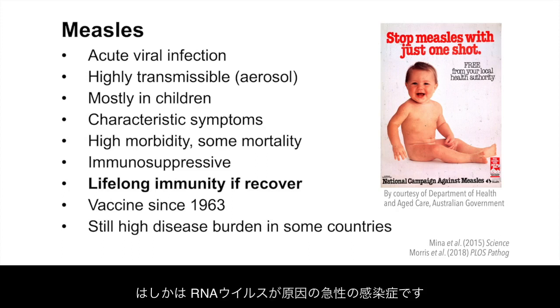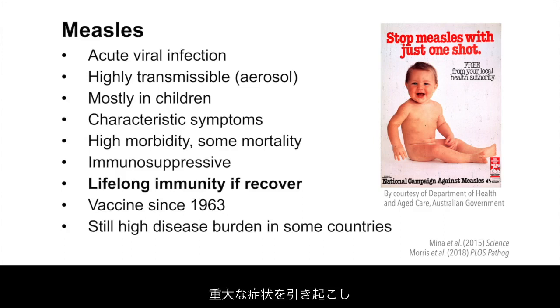Measles is an acute infection caused by an RNA virus. It is highly transmissible, mainly via a respiratory route. It mostly affects children. The symptoms are very characteristic, which helps the process of surveillance. It causes significant disease and can be fatal in some circumstances. Interestingly, measles is immunosuppressive, yet elicits a strong immune response against future measles infection. Once infected, individuals develop strong immunity that is lifelong. This is particularly important for the modeling that I will describe presently.